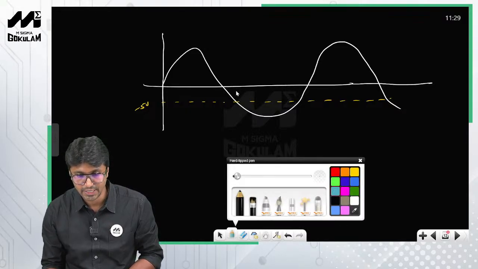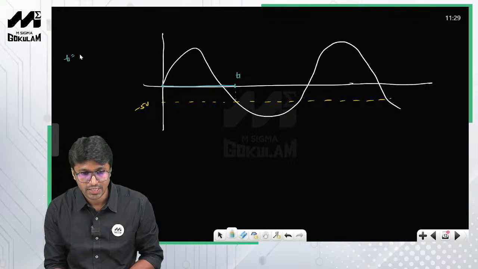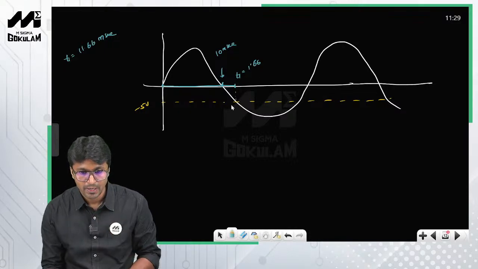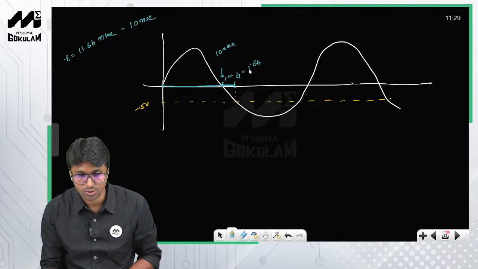So this is the instant that you need to calculate. We have calculated this instant t1 as 11.66 milliseconds, and we know that this value is 10 milliseconds. Therefore this duration is 11.66 minus 10 milliseconds, which is 1.66 milliseconds. So t1 is 11.66, and t1 minus half the time period is 1.66 milliseconds.